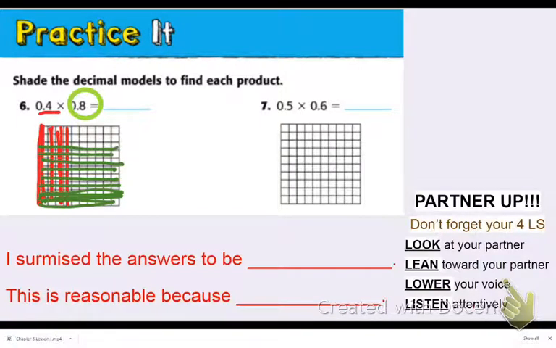Step 1, shade the first value. Done. Step 2, shade the second value. Done. Step 3, count how many you have.